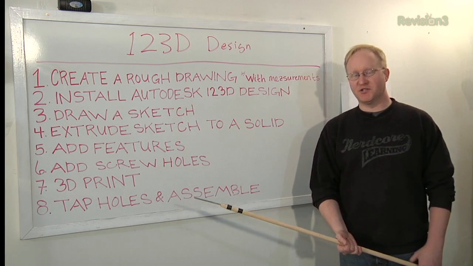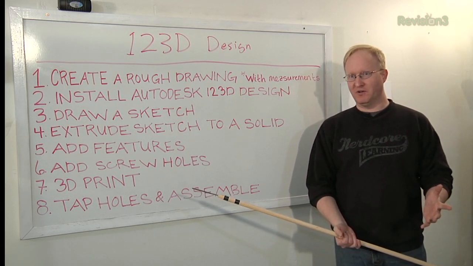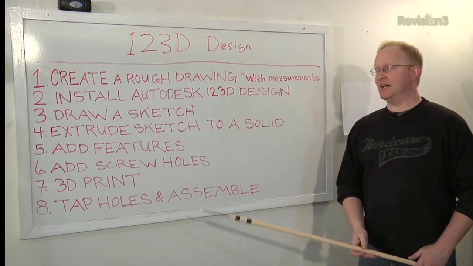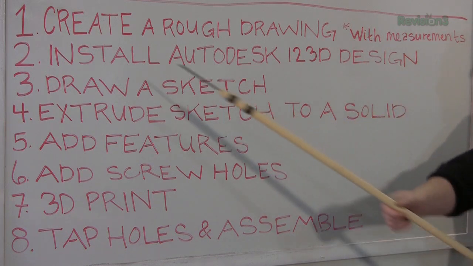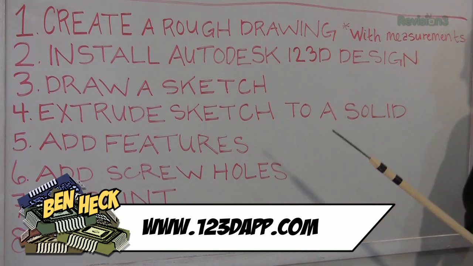The goal of this project is to do an overview of 123D Design and make a 3D object we can use in the real world. In this case, we're going to make a simple Raspberry Pi enclosure. So here are the steps. We create a rough drawing of the enclosure with measurements off the Raspberry Pi. Install Autodesk 123D Design on our computer. It's a free program that you can download off the internet.